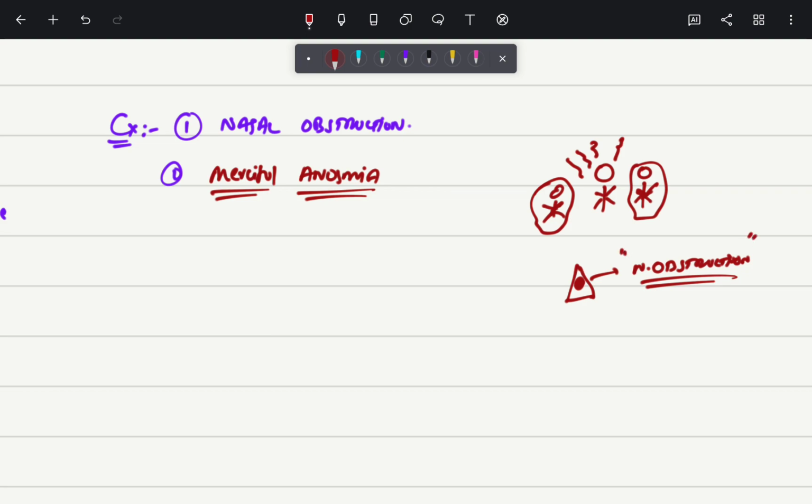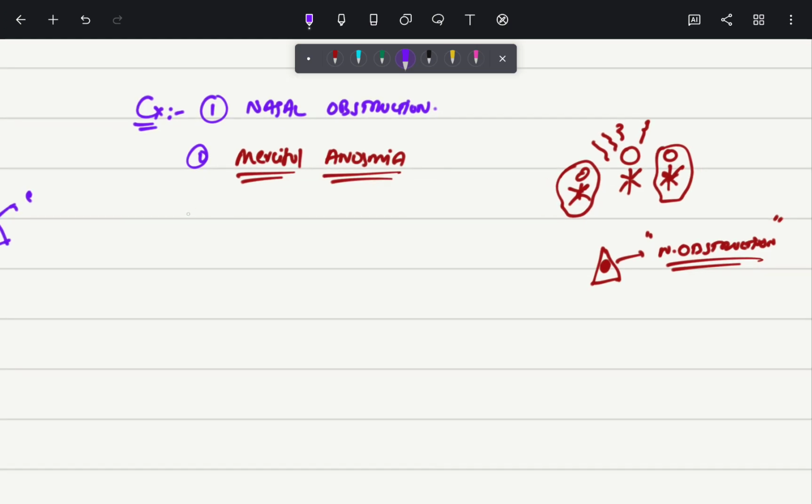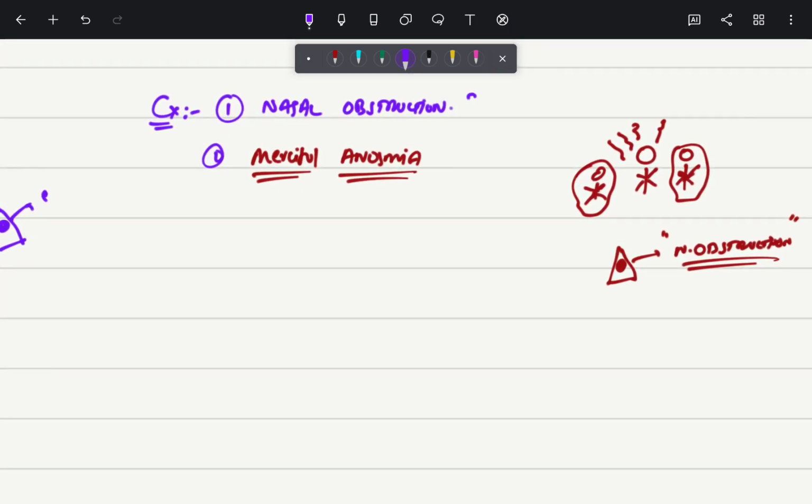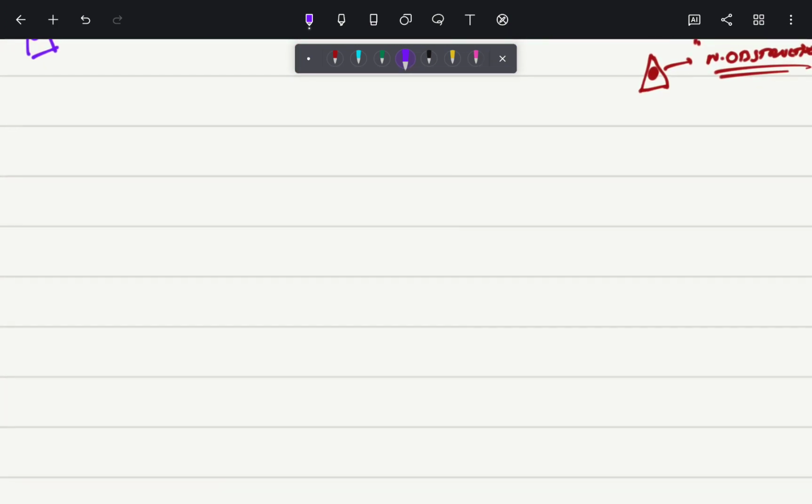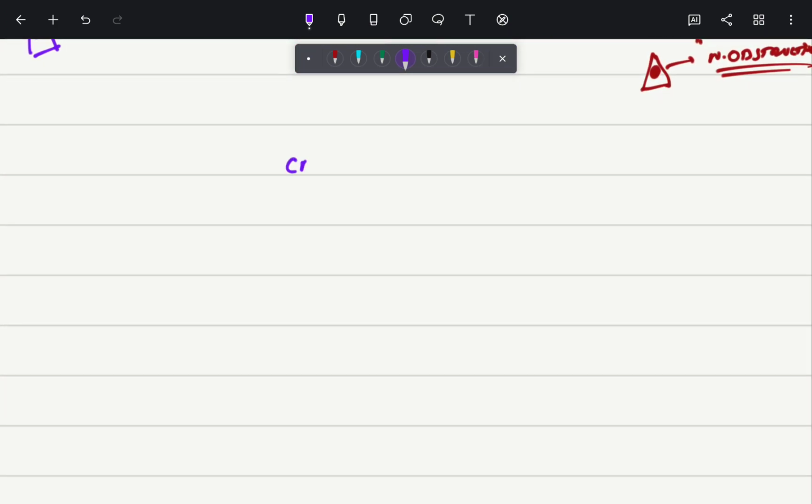That's why he is thinking, no bad smell is coming from me. That is called your merciful anosmia. So those were the two important clinical features of this patient. One is the merciful anosmia, the second is nasal obstruction. Now what are the causes of atrophic rhinitis?